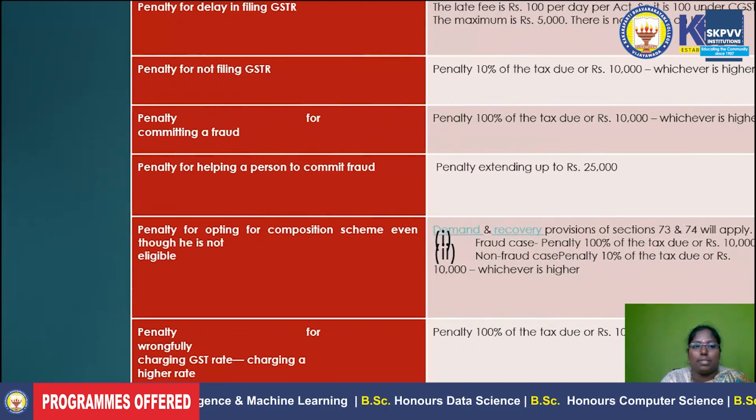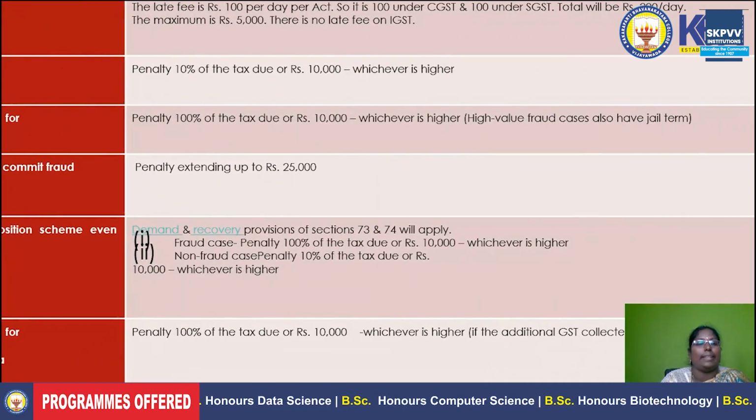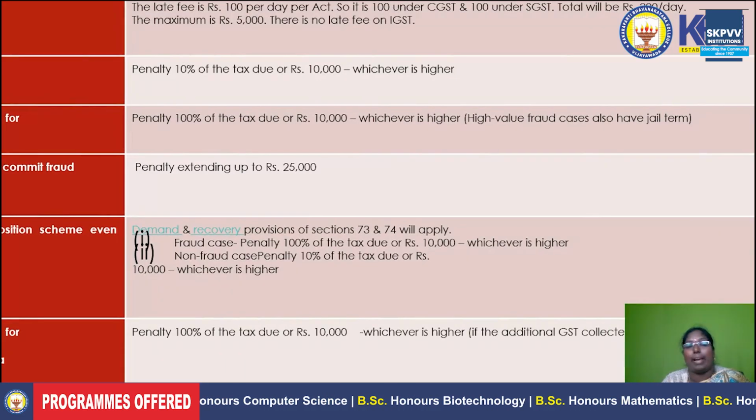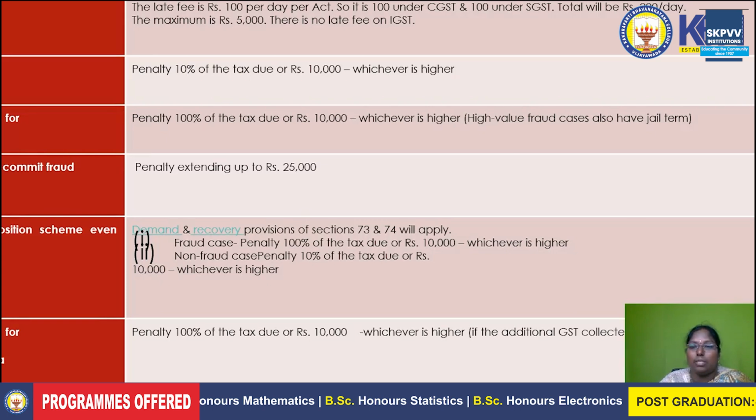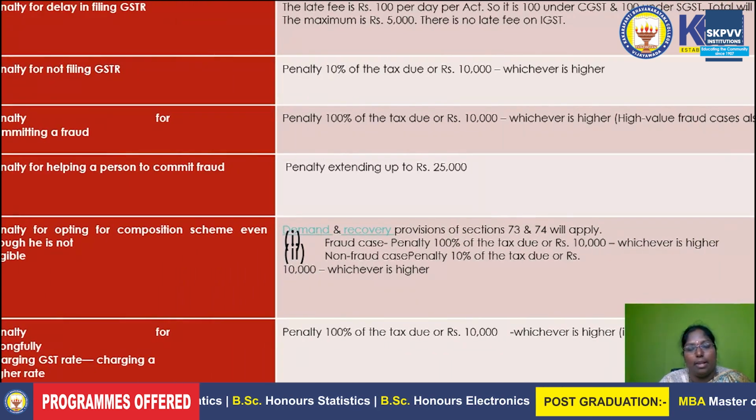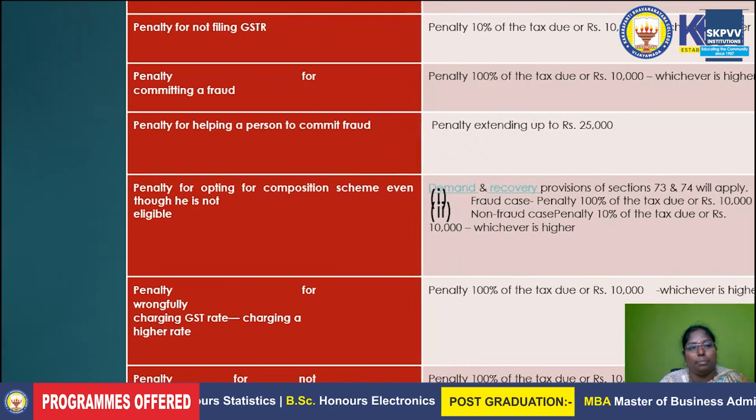Next is wrongly charging the GST rate. That means, to get more benefit, for products that carry 5%, you are collecting 18% tax from the public. That is a wrong tax rate. That is also punishable with a penalty. That is also a penalty applicable.